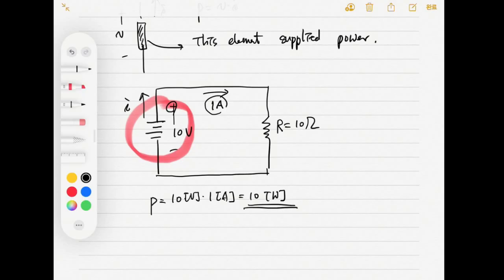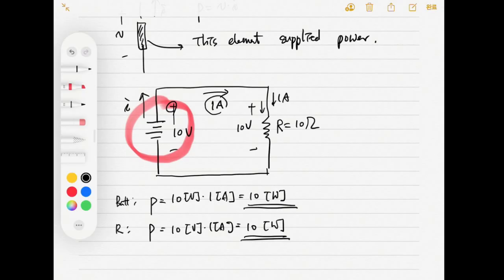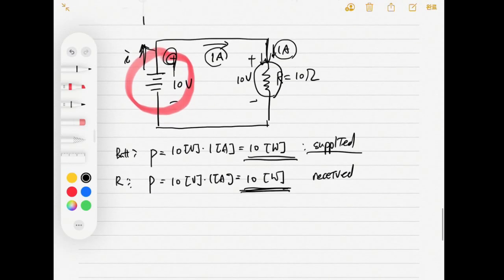But from the viewpoint of that, because the 1 ampere current flows through this resistor, there will be a voltage of 10 volts and a current of 1 ampere. The power is 10 volts times 1 ampere, the same power, right? But in this case, this is the battery, this is a resistor. In this case, the current flows through these positive terminals. And you can say this amount is received, and this is supplied. Why? Because current flows from the positive terminal. But we can define the current in different ways.